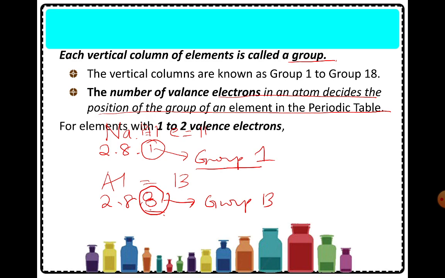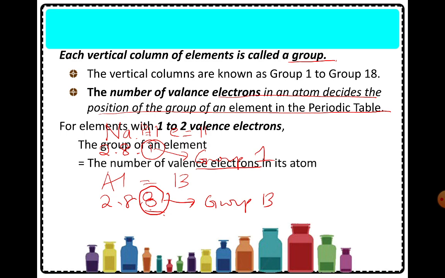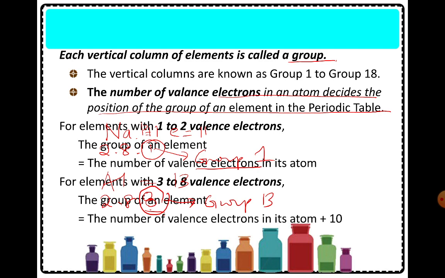For elements with 1 to 2 valence electrons, the group of the element is the number of valence electron in its atom. For elements with 3 to 8 valence electrons, the group of an element is the number of valence electron in its atom plus 10. Maksudnya kita kena tambah 10 kalau dia punya valence electron dia 3 to 8.